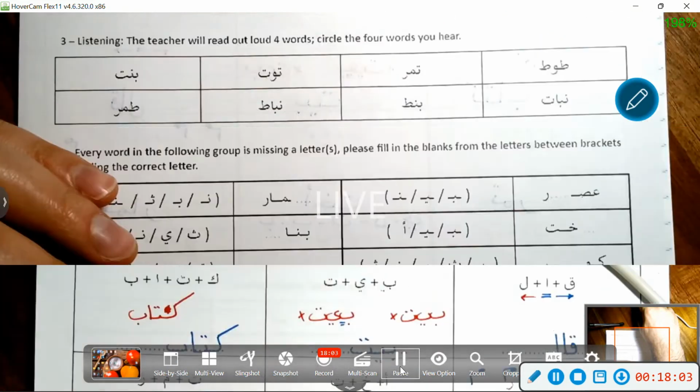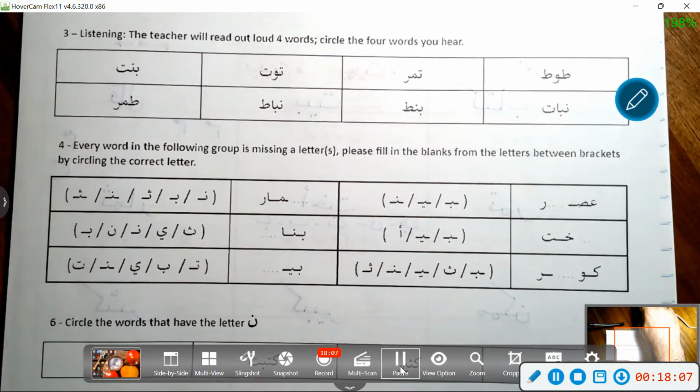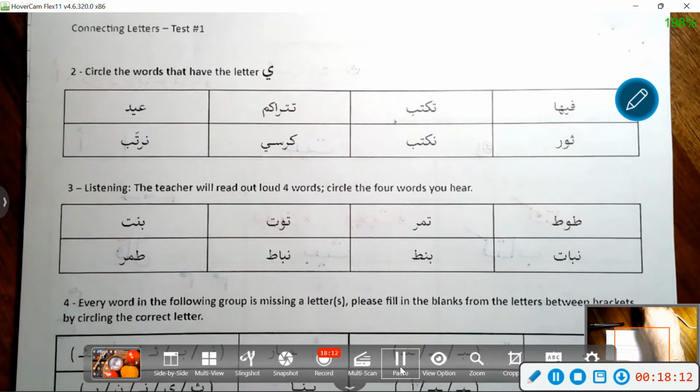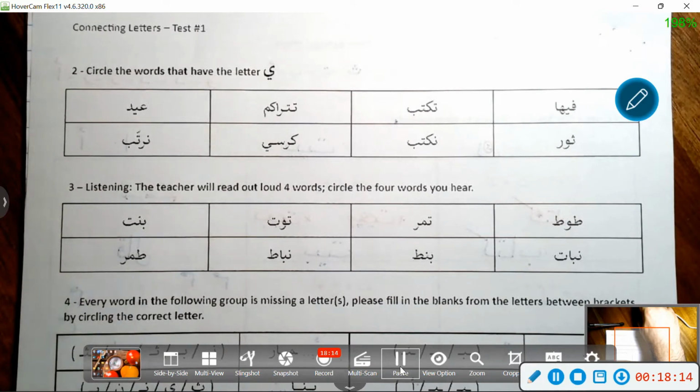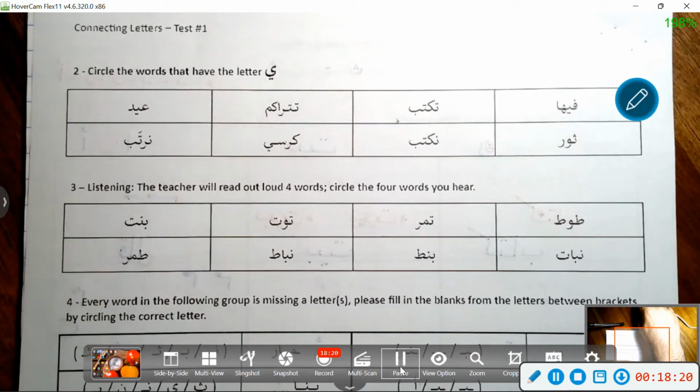To the second question. The second question is very simple. It says, circle the words that have the letter Ya. Now, the letter Ya comes in a variety of different ways.